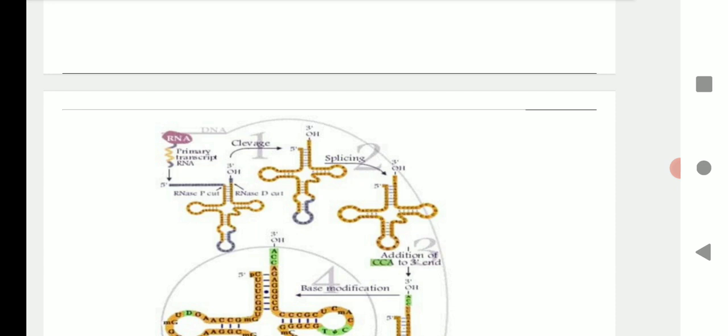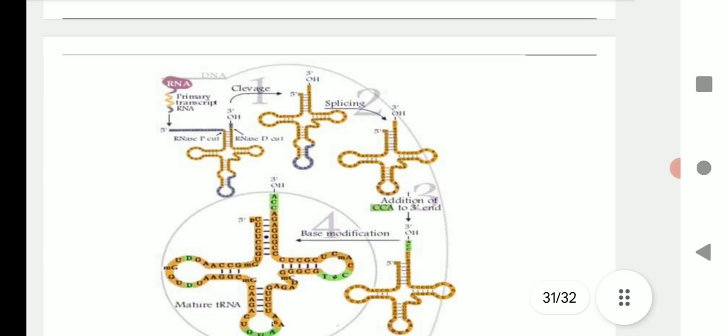This diagram shows the primary transcript of RNA. In the first step, the upstream sequences, the unwanted nucleotides present at the 5' end, are eliminated by RNase P, which creates a cut. Then RNase D creates a cut at the 3' end to remove nucleotides and create the 3' hydroxyl group. Once the 3' hydroxyl group is formed by RNase D, then comes the addition of CCA. The splicing of the introns, which are found nearer to the anticodon arm, takes place.